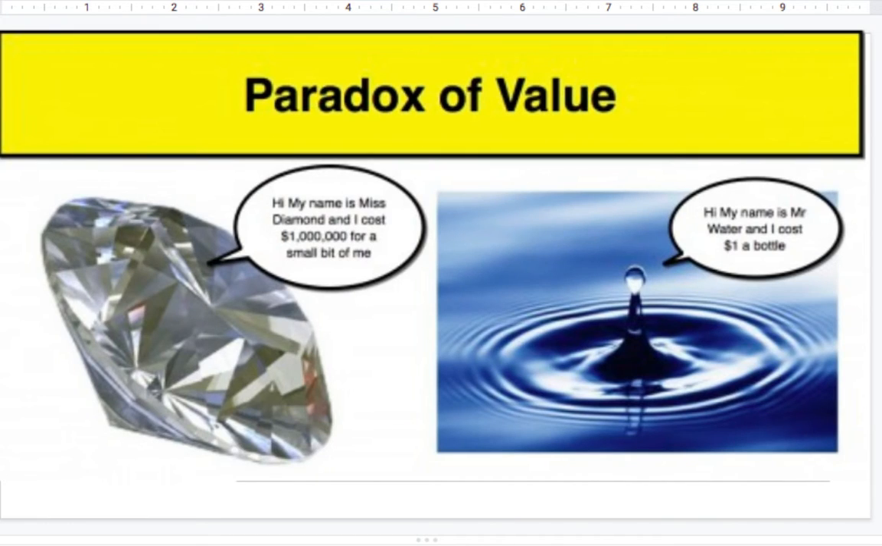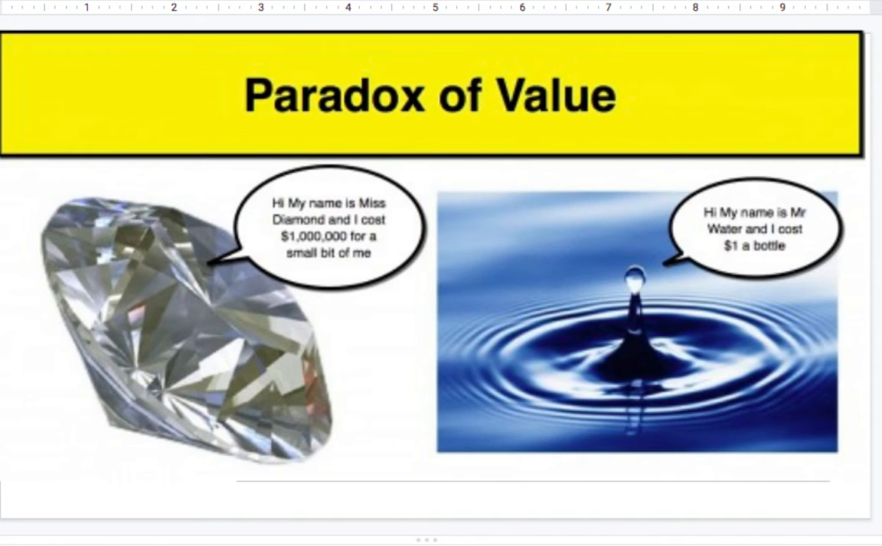One here we have is the paradox of value. The paradox of value is, what value do we see in an item? Something like water. We can't survive without water. But the amount of money it's actually sold for is much less than a diamond, for instance. So even though a diamond doesn't bring anything to us besides maybe a little bit of happiness, the whole idea of the paradox of value is that water can make you survive, but we only see it worth a little. Where a diamond brings nothing besides happiness, but we see it worth a lot. The example again says, I'm Miss Diamond and I cost $1 million for a small bit of me. And the water on the right side costs just a little bit, but one you can survive with, one you can't.